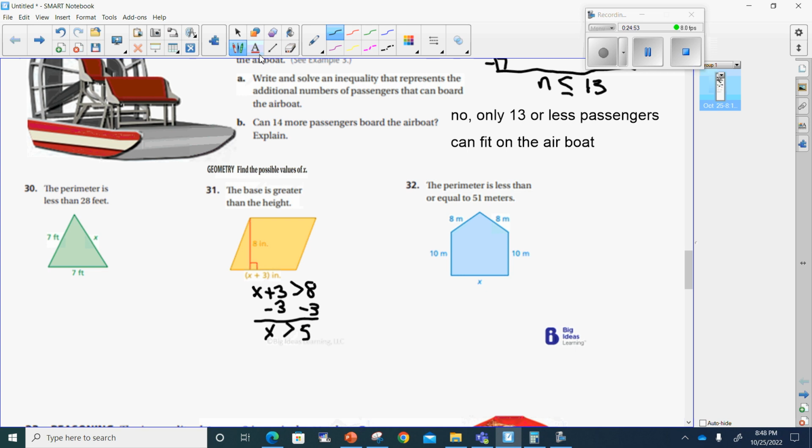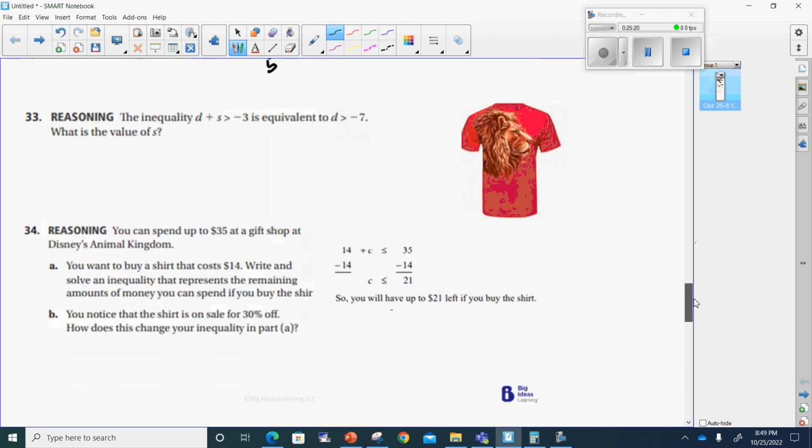All right? If I was to graph this, and I don't think they're asking us to graph it, but if I did, it would look like this. x is bigger than 5, so I put an open circle and I shade in all of the numbers that are bigger than 5. All right, that was number 31. Let's go to number 33.